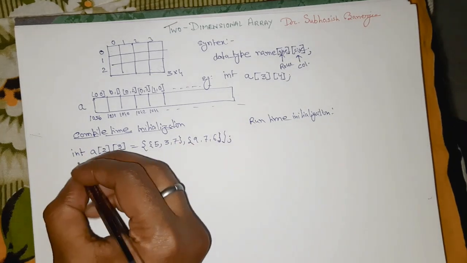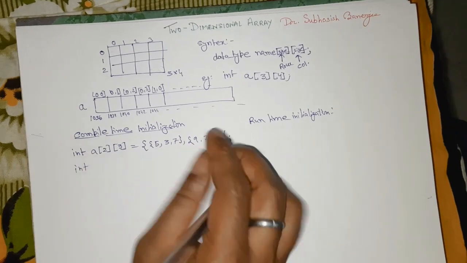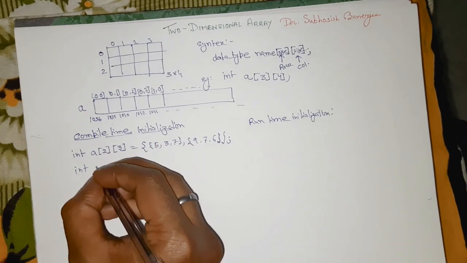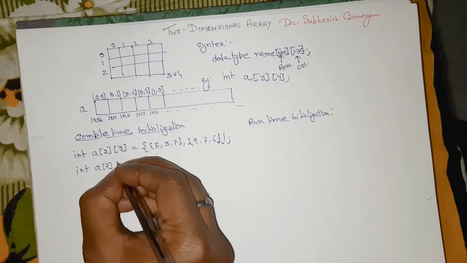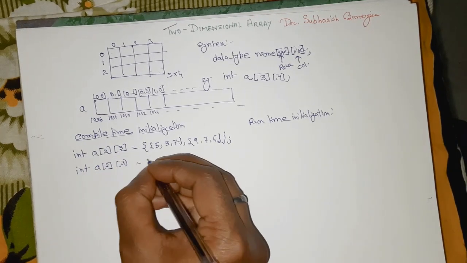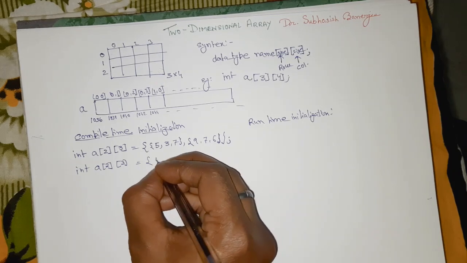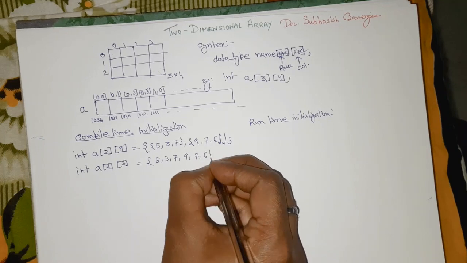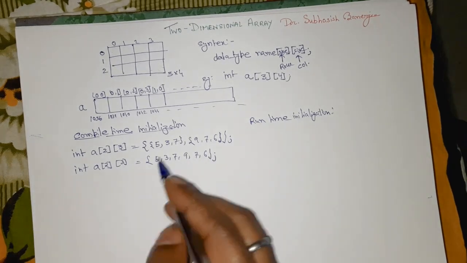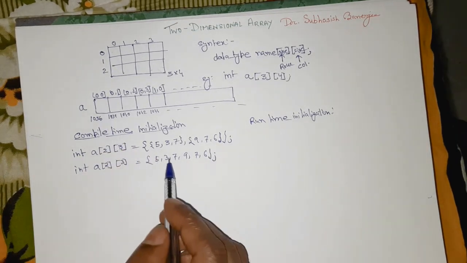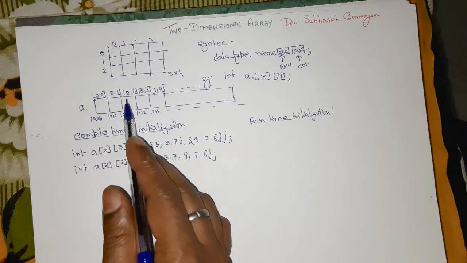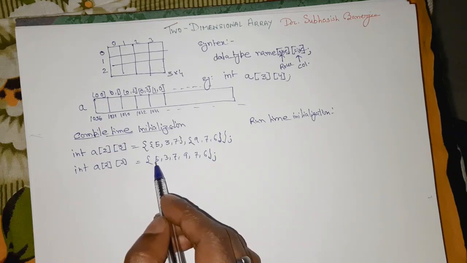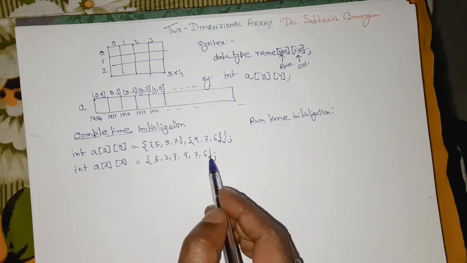In the other way, it is also not mandatory that you have to specify row-wise what data elements are going to be stored. Instead, you can also initialize this two-dimensional array with a continuous set of data, like 5, 3, 7, 9, 7, 6. This is also okay. So here the first element 5 will be stored here, 3 will be stored here, 7 will be stored here. So if it is 2 by 3, there are 3 elements in the first row, and the next 3 elements go to the second row.